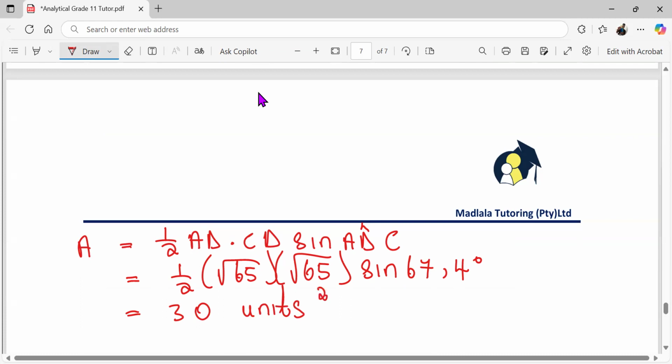units squared. Please always say units squared. Don't just say 30. Although it's not wrong, we really appreciate it when you recognize that the area is measured in certain units, which we don't really know in this case. Maybe centimeters, meters, or whatever. But if it's not given, please say units squared.